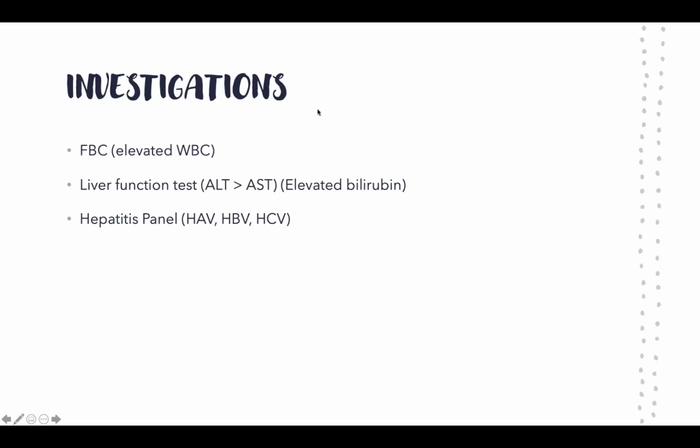So investigations. These are just some of them. Important ones to do are the full blood count, which can reveal elevated white blood cells. You can do a liver function test, and it will show that your ALT is usually higher than your AST. You can also see elevated bilirubin levels. And then it's important to get your hepatitis panel screen, so you're doing A, B, and C.